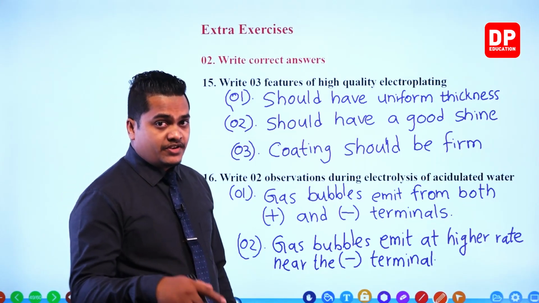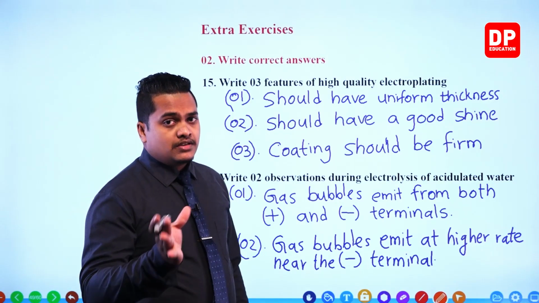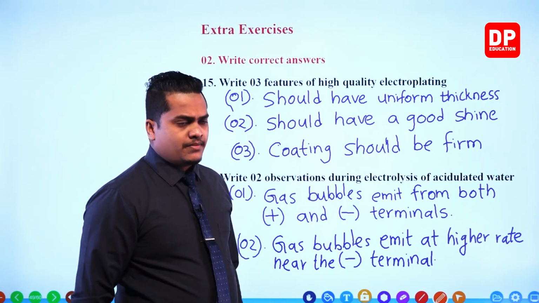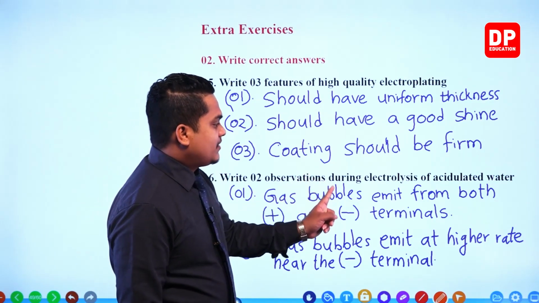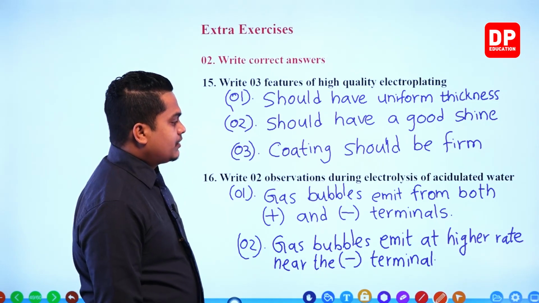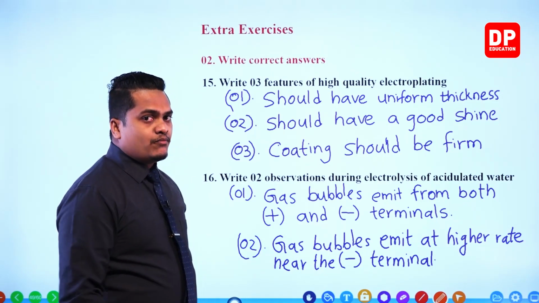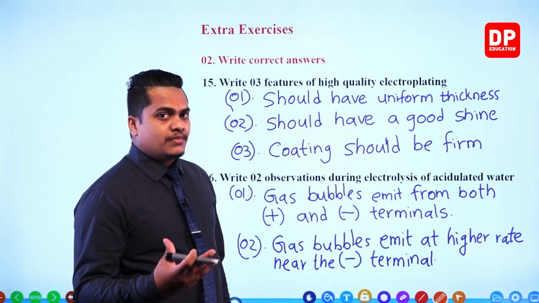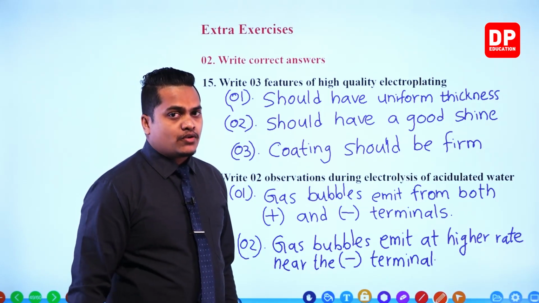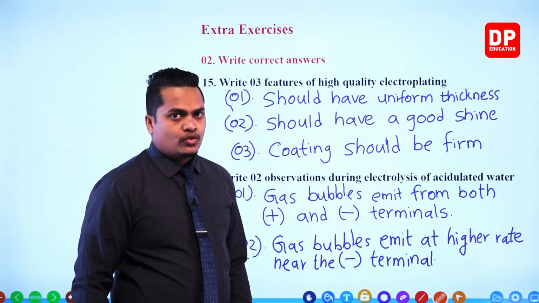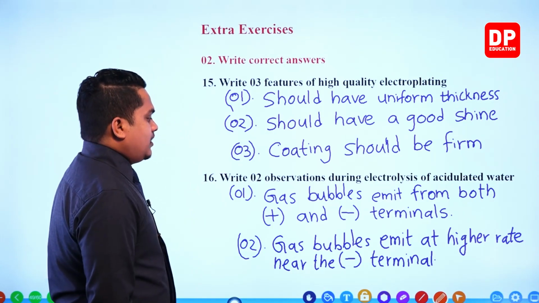And the other observation is that from both the terminals we can observe the emission of gas bubbles. So gas bubbles emit from both positive and negative terminals. However, we can collect more gas, right, from the negative terminal. That means the amount of hydrogen which is released is more than the oxygen, right?